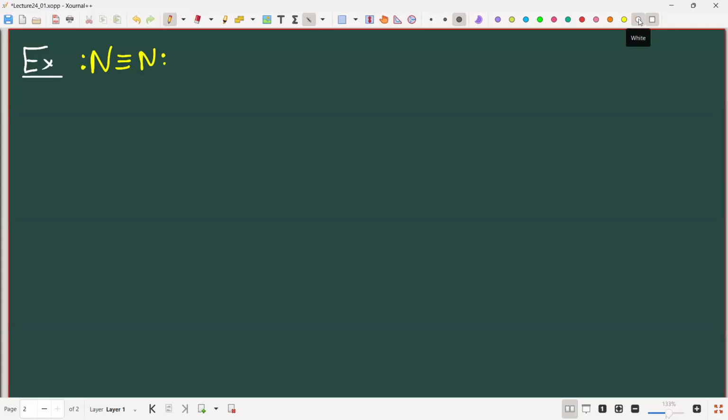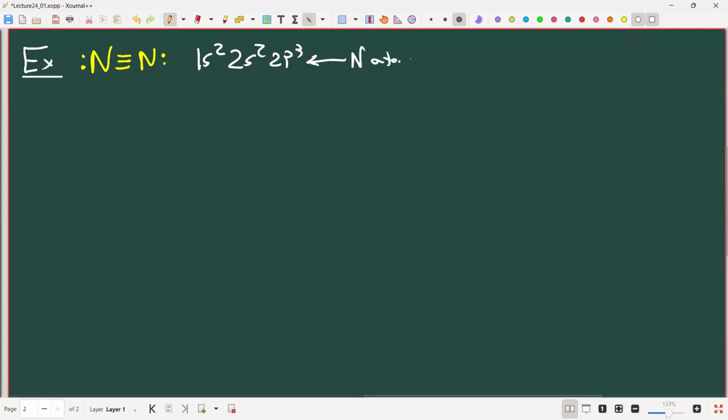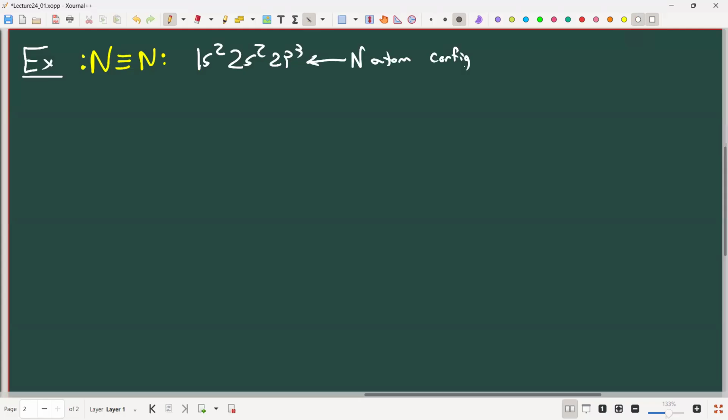So let's think again about the electron configuration of these atoms. Nitrogen is 1s2, 2s2, 2p3. Each nitrogen brings to the table 7 electrons, so we're going to combine 2 nitrogens and have a 14 electron system.